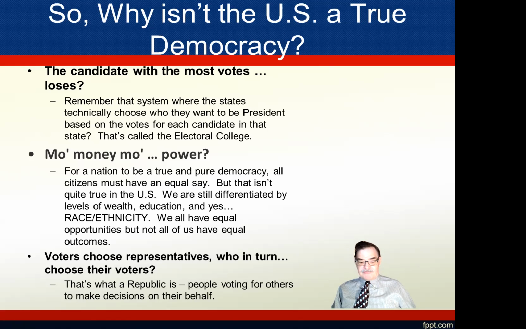So in our system of government, voters choose the representatives who in turn choose the voters. That's what a republic is. People voting for others to make decisions on their behalf. That's why we're a republic.